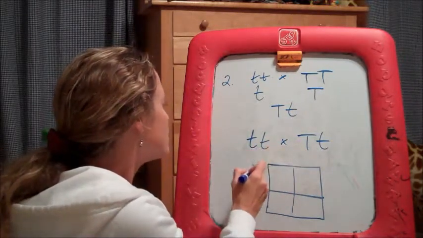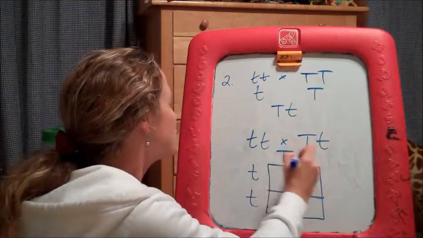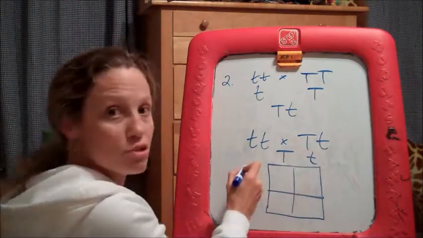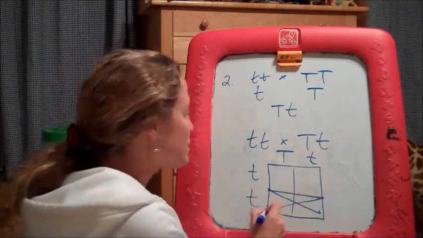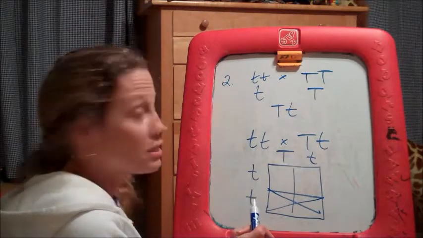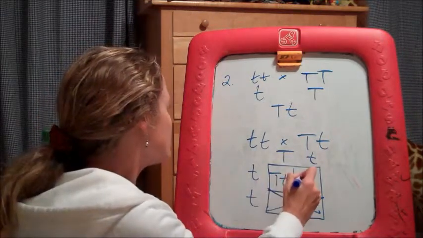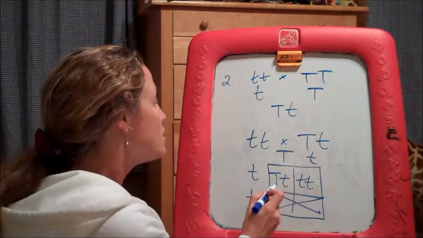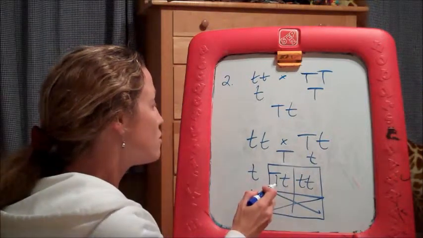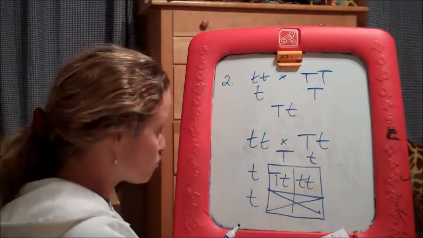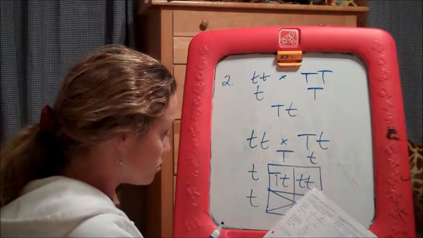This plant can only make little t's, and this plant can make big T, little t. Because this is duplicated right here, I don't even need to pay attention to what's going on down there. I don't even need to fill it in. So I've got big T, little t, and little t, little t. So that means there is a 50% chance of tall, 50% chance of dwarf for that particular question.